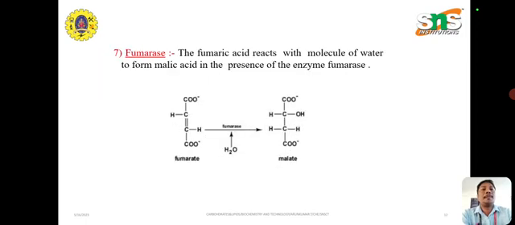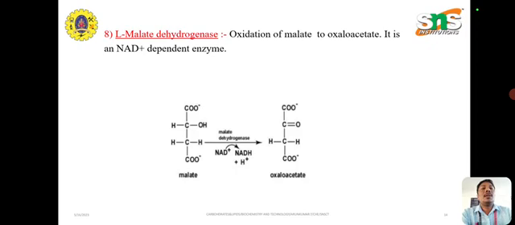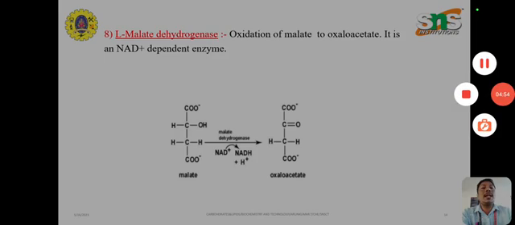Then step 7, fumarase. Fumaric acid reacts with a molecule of water to form malic acid in the presence of the enzyme called fumarase. That is fumarate is converted into malate by the enzyme fumarase. The step 8, L-malate dehydrogenase, oxidation of malate to oxaloacetate. It is an NAD plus dependent enzyme. That is malate is converted into oxaloacetate, with NAD converted to NADH plus H plus.